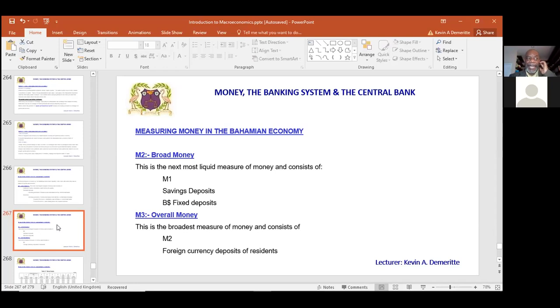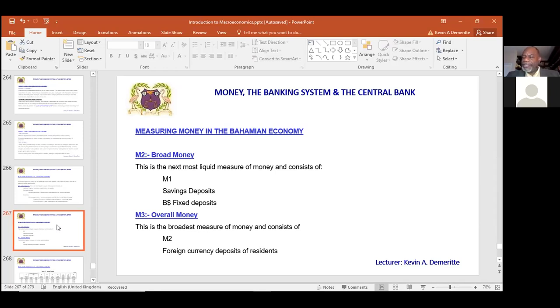Especially because there are some banks who, in previous times, I don't know if they still do now, would actually offer interest on checking accounts. Oh, very, very tiny interest, but interest nevertheless. So if you're offering interest on checking accounts and interest on savings accounts, and people have just as easy access to both types of accounts, then what's the difference? But right now, savings deposits are still in broad money because technically they're not quite as liquid as checking accounts.